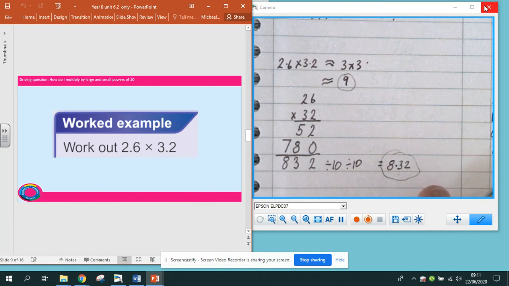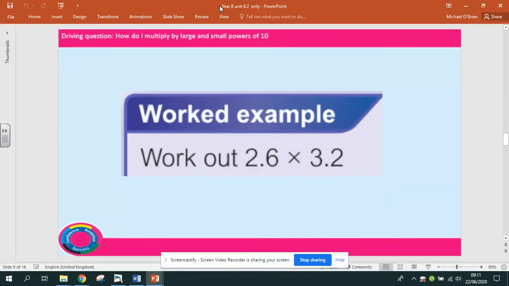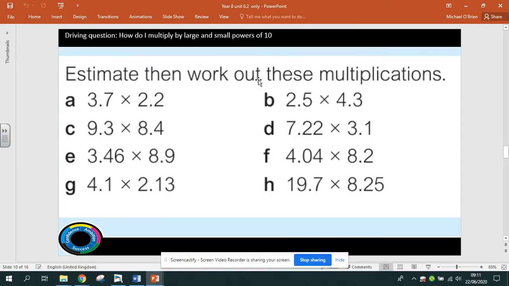If you need to replay that, please do that now, and then rejoin when you're ready. Okay, so some work for you to do now. Just a set of questions. I'd like you to carry them out the same way as I've just done, and then pause the lesson now, and when you're ready, rejoin, please.